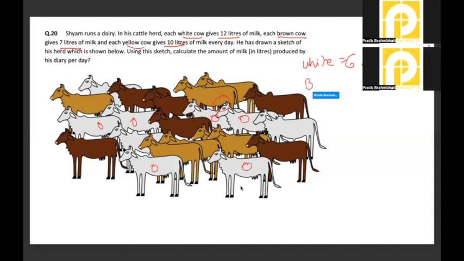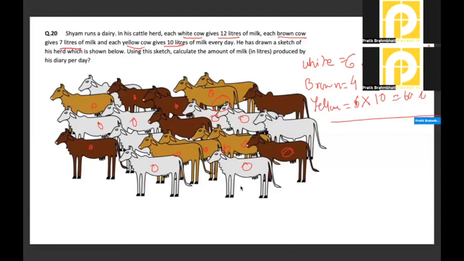Then we are going to go for the brown cows. The brown cows are 1, 2, 3, and 4. The 4 cows multiplied by 7, since every brown cow gives 7, is 28. Then we are going for the yellow ones. For the yellow colored ones, the number of cows is 1, 2, 3, 4, 5, and 6. So 6 into 10, since each yellow cow gives 10 liters, is 60 liters.